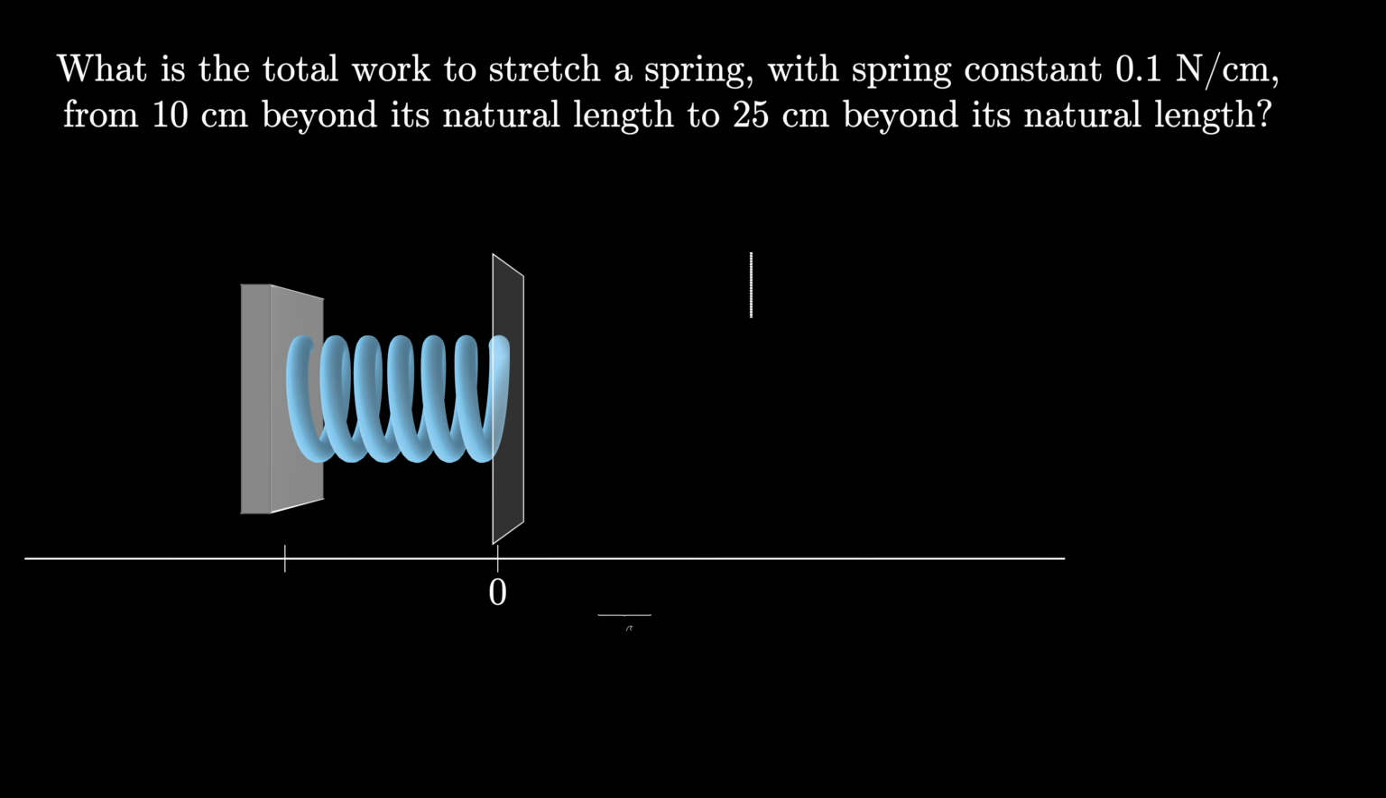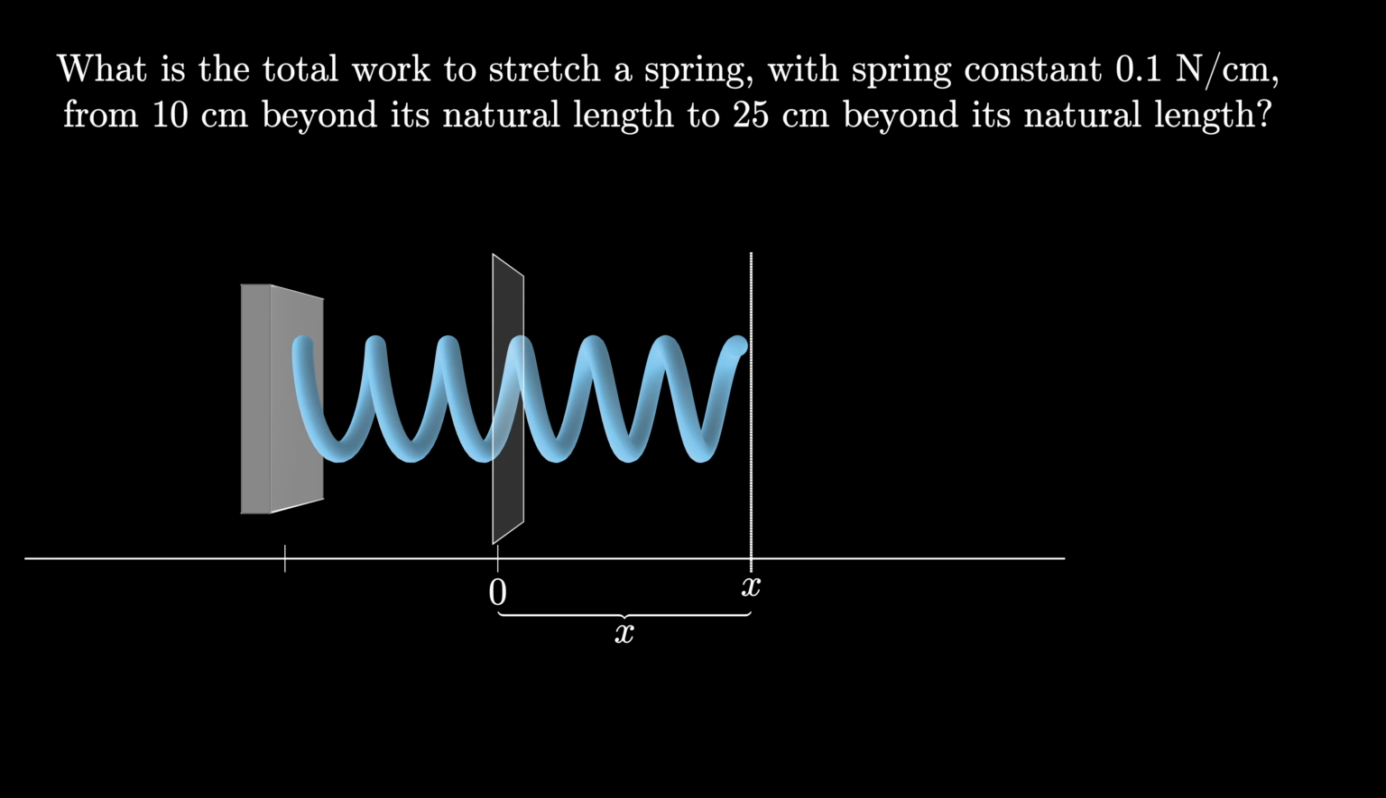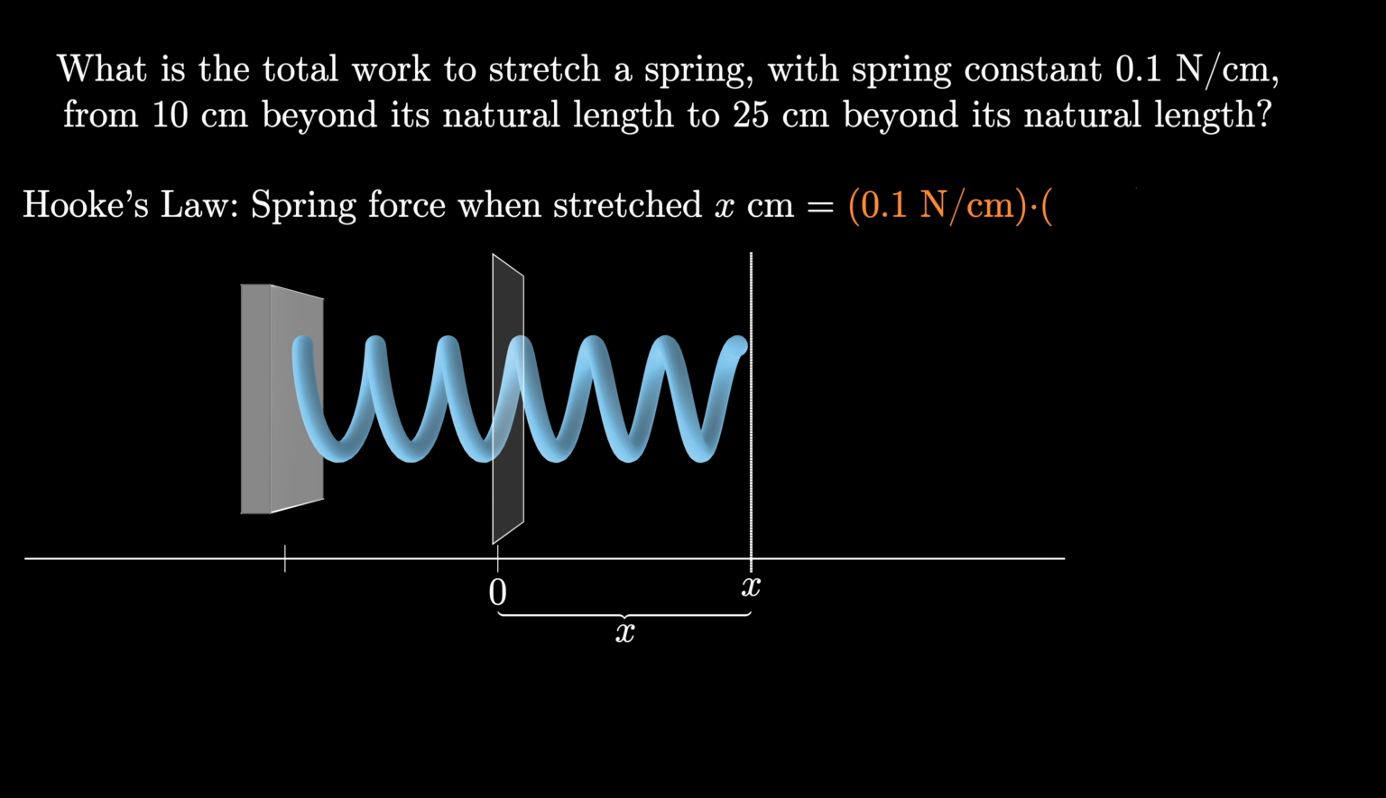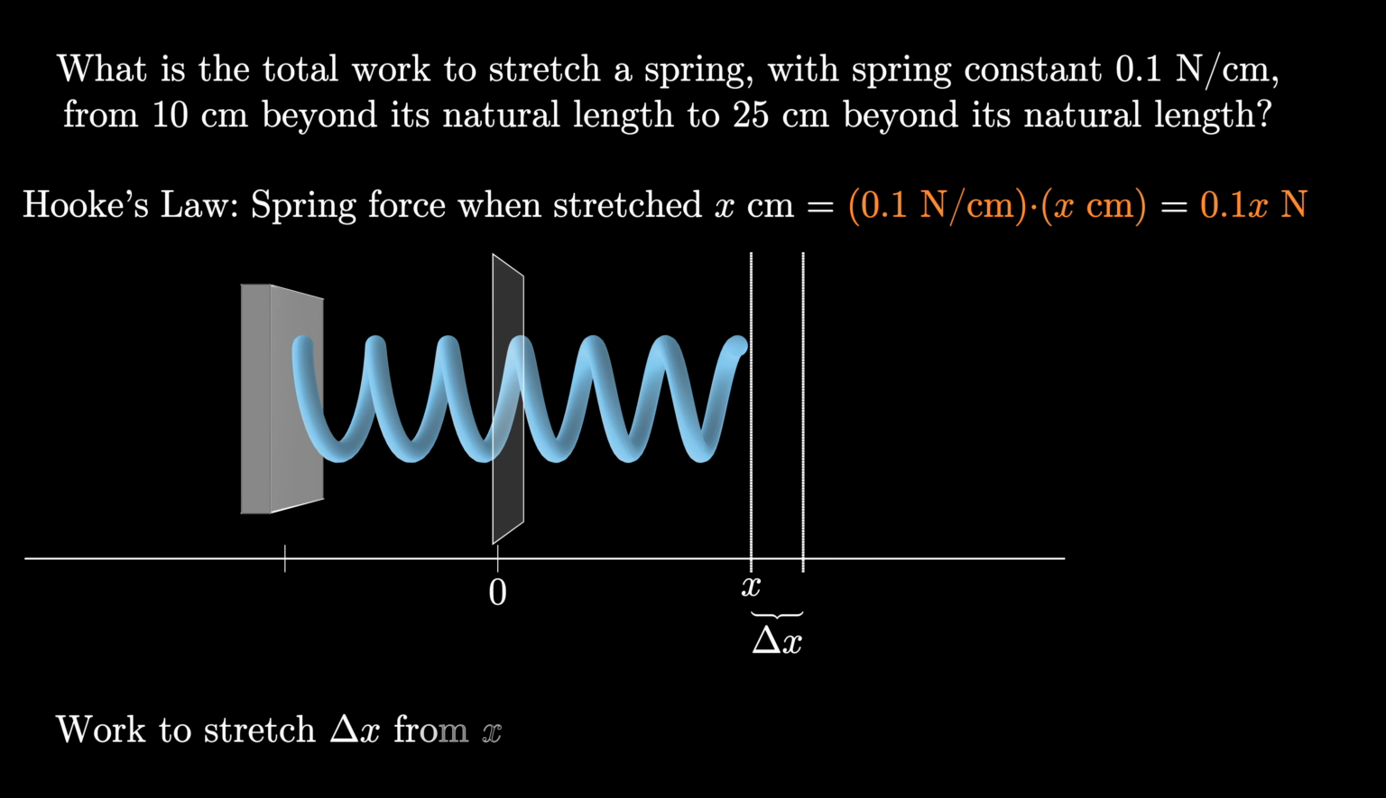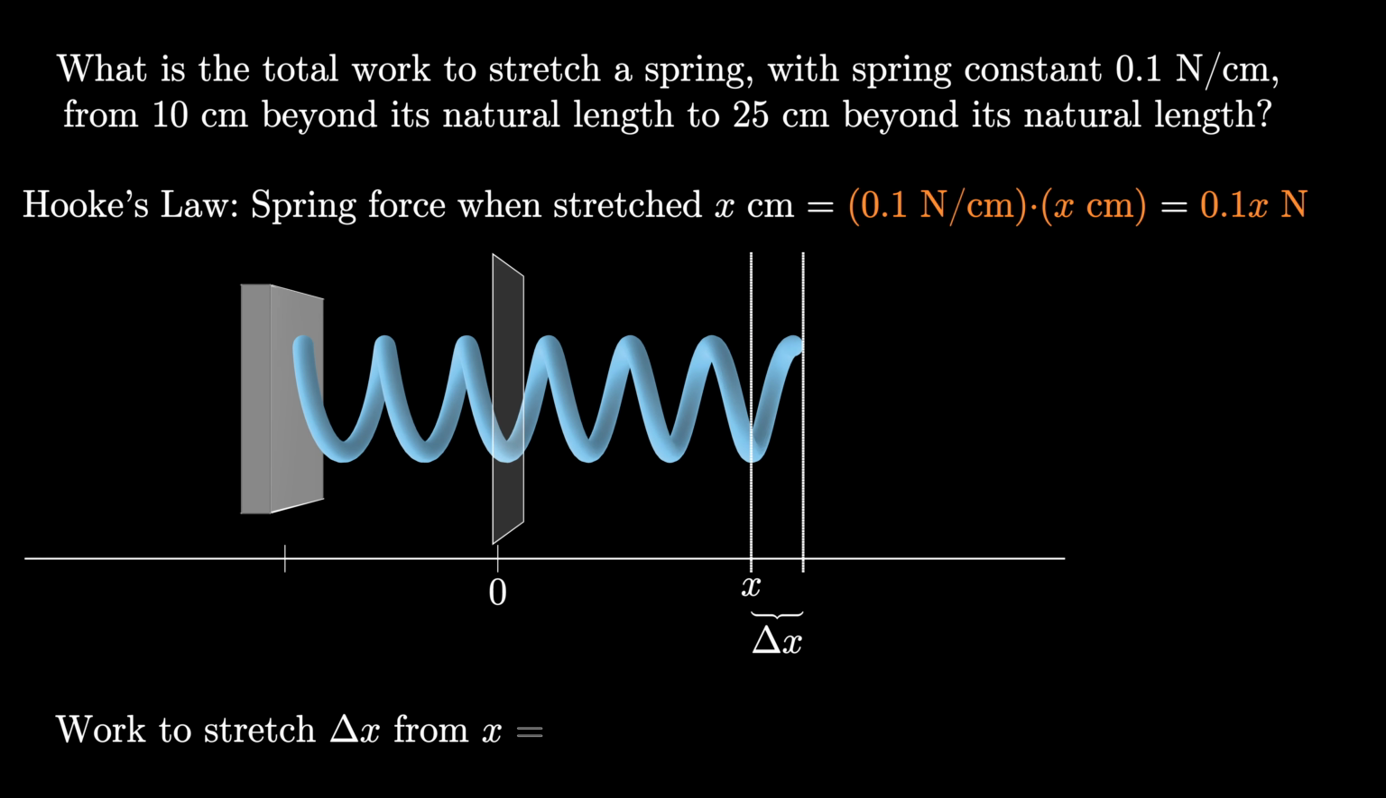Now, if the spring is held stretched at a distance of x centimeters from its natural length, then Hooke's law says the force acting on the spring at that distance is 0.1 newtons per centimeter times x centimeters, which simplifies to 0.1x newtons. Then to stretch the spring some small distance, let's call it delta x, beyond its current position, the work required is again the product of the force acting on the spring and the distance stretched, giving 0.1x newtons times delta x centimeters, or 0.1x delta x newton centimeters.